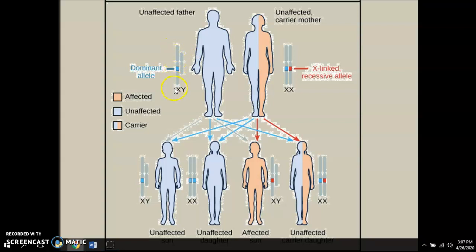So most of the genes that are important for making humans humans in general are going to be on the autosomes, but most of the important genes on the sex chromosomes are actually found on the X chromosome.